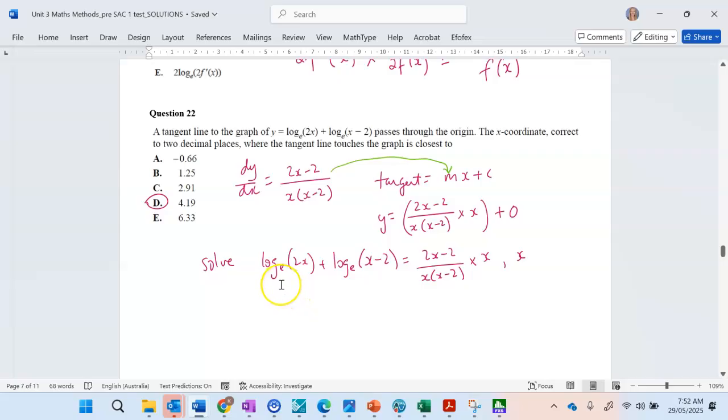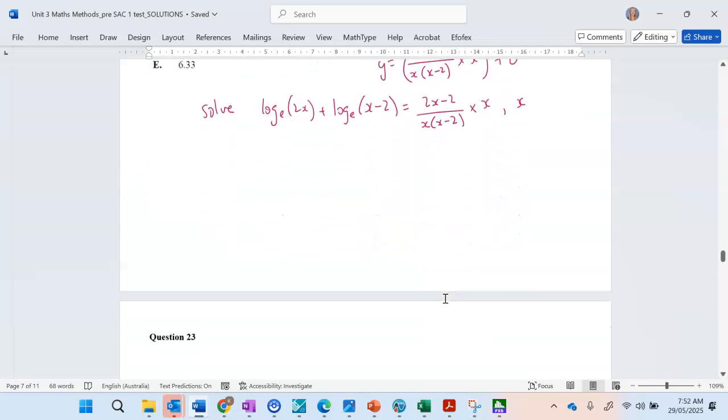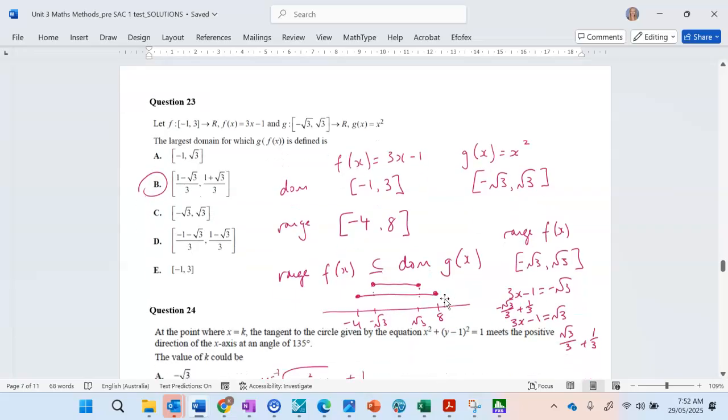So we wanted to know where it touches. Your tangent touches the original function, which is this log business here on the left-hand side, and that's the tangent function. So we're just solving for x. It's probably difficult to see that relationship and then figure out what to do. When I was doing that question, I was a little bit like, okay, need to think. It wasn't so straightforward like some of the others.